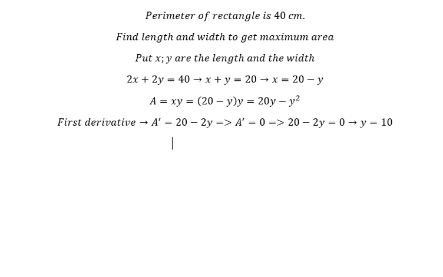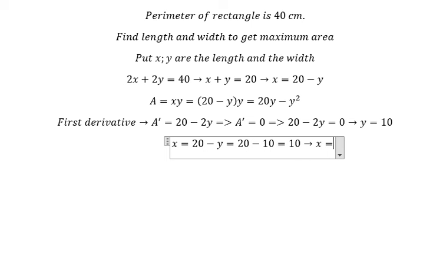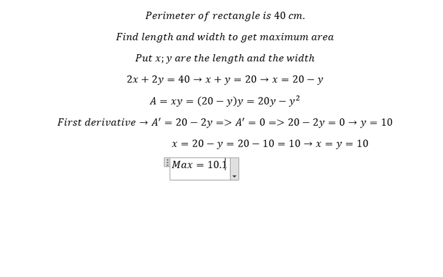So we can find the value of x equals 20 minus y, equals 20 minus 10, and you get 10. So the shape we need is a square, with a side of 10. So the maximum area is 10 multiplied by 10. We get 100 square centimeters. This is the final answer.